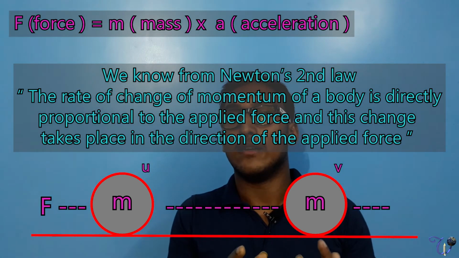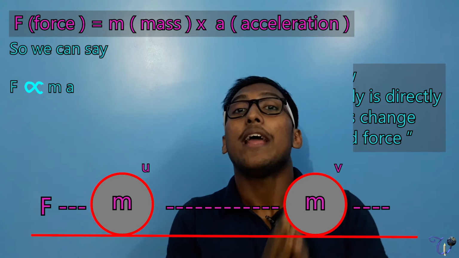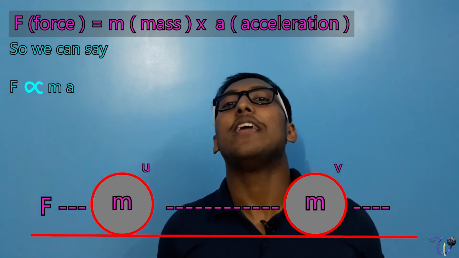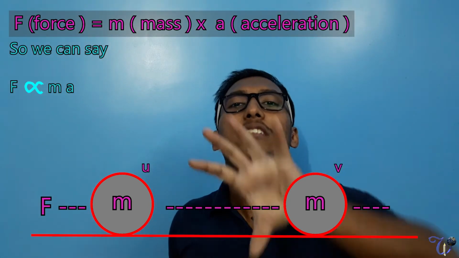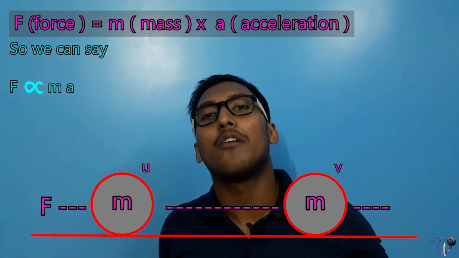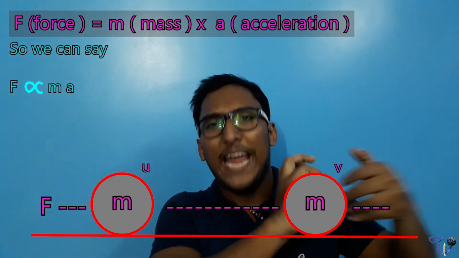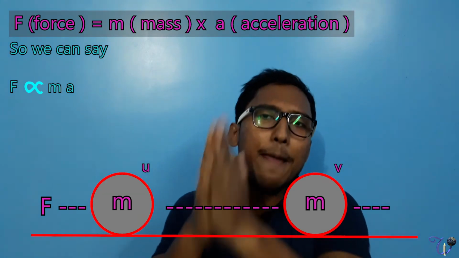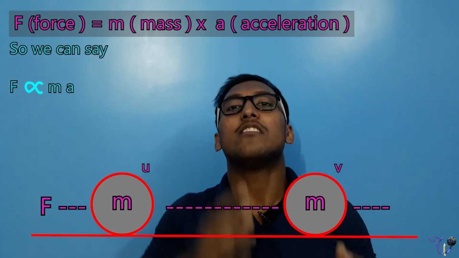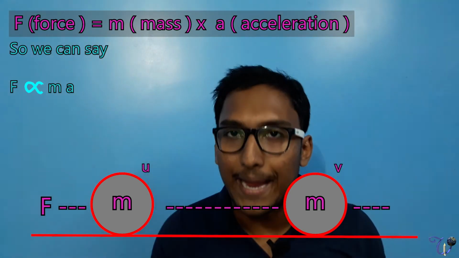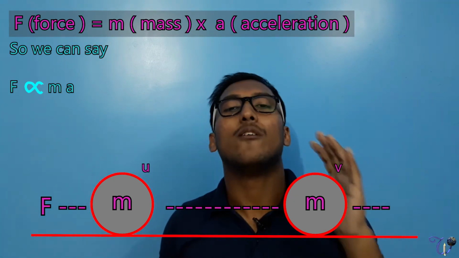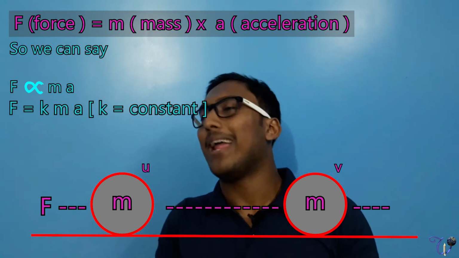So that means we can directly write here F is directly proportional to MA, because F here is the applied force and MA is nothing but the rate of change of the momentum, because we have derived already that the rate of change of the linear momentum of the body is nothing but M into A, right? So we can directly write F is directly proportional to M into A. So now instead of this proportional sign, you can write F is equal to K into M into A. K here is a constant.